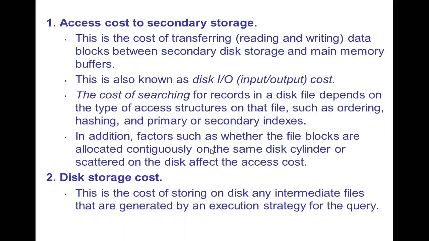Then disk storage cost. As I said, it is also included in the cost. This is the cost of storing on disk any intermediate files that are generated by an execution strategy for the query. Generally we save everything in the hard disk, and whenever you access any data, definitely intermediate files will be generated. We just discussed what an intermediate file is. Suppose you are executing a big query, and for each and every stage an intermediate file will be generated. We discussed that in the relational algebraic form, right?